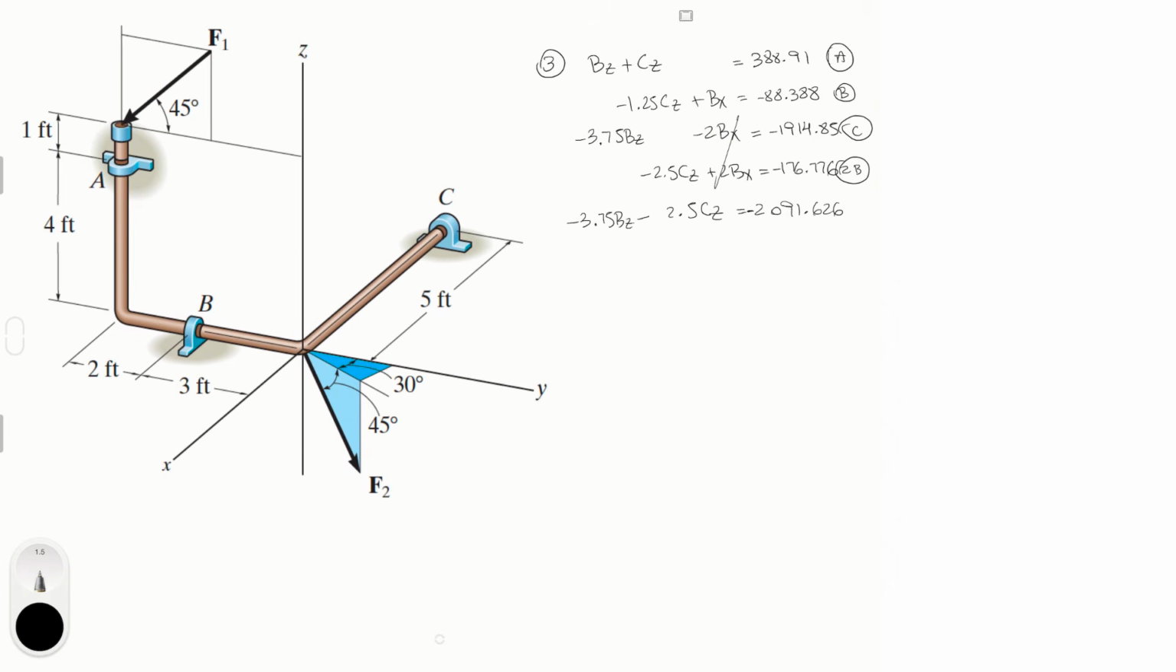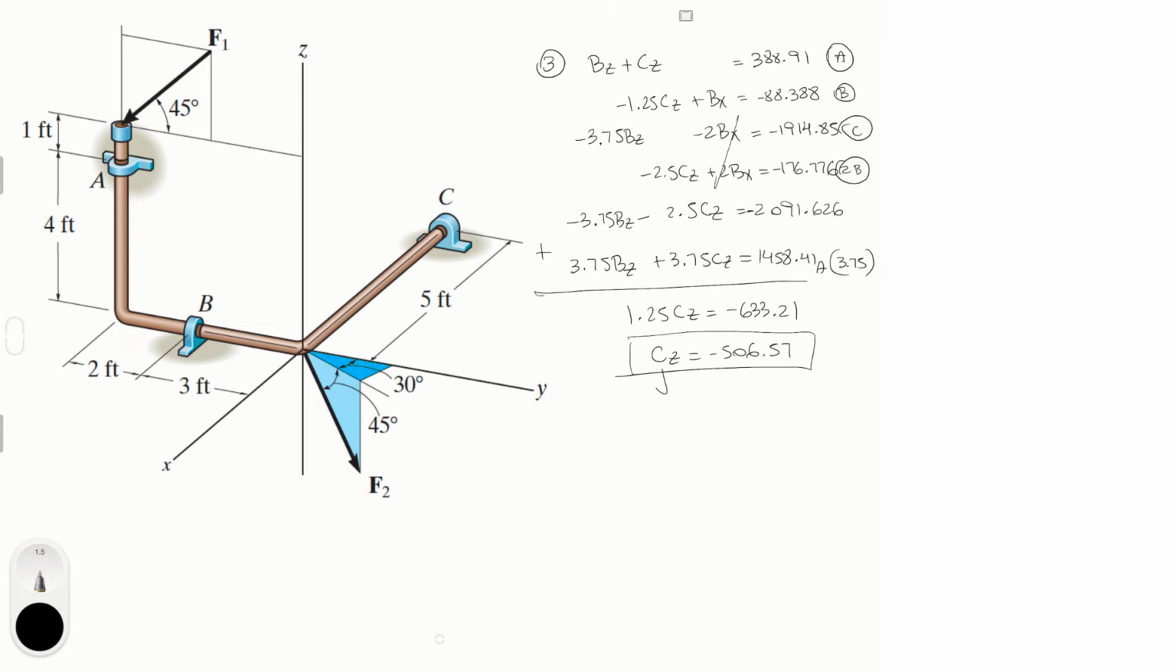And if I multiply 3.75 times A, and I write it down here, I get 3.75 BC plus 3.75 CC is equal to 1458.41. I add these two together, and we get 1.25 cc is equal to minus 633.21. So that means that cc is equal to minus 506.57. And we finally find one of the numbers that we're supposed to find.